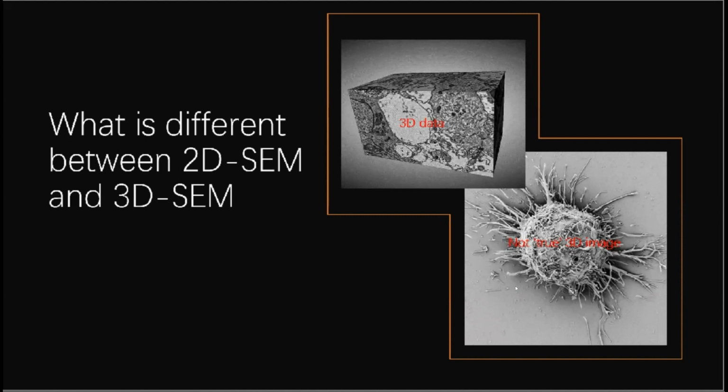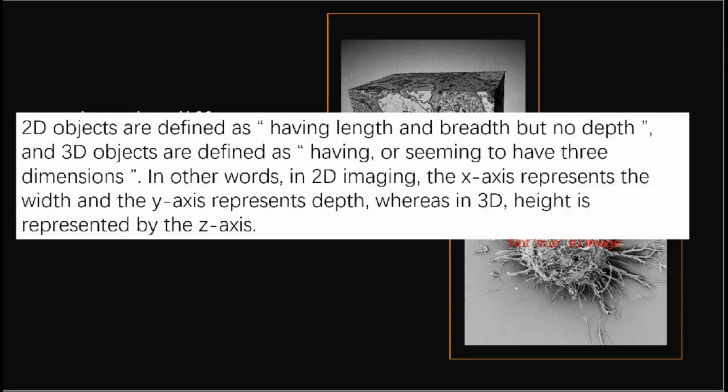In our world, 2D objects are defined as having length and breadth, but no depth. And 3D objects are defined as having or seeming to have 3 dimensions. In other words, in 2D imaging, the x-axis represents the width, and the y-axis represents depth, whereas in 3D, height is represented by the z-axis.